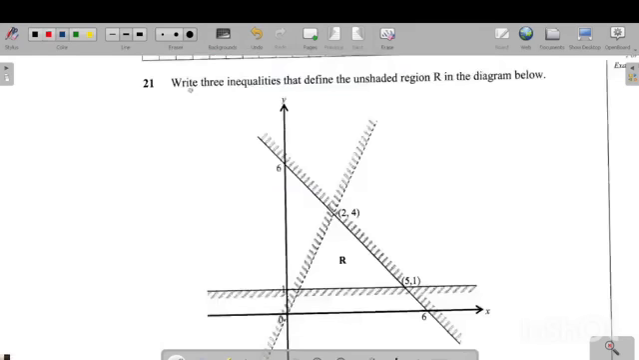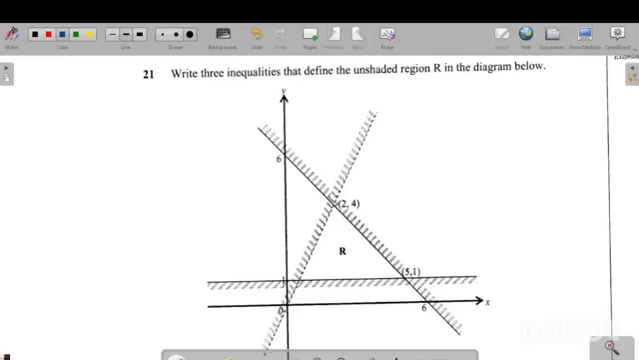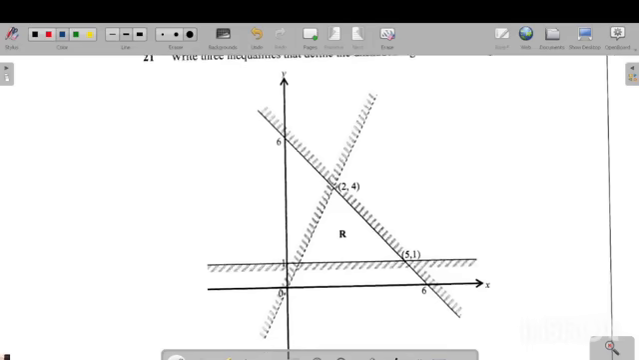Okay, all right, number 21, write 3 inequalities that define the unshaded region R in the diagram below. Okay, so you have this diagram with these lines.